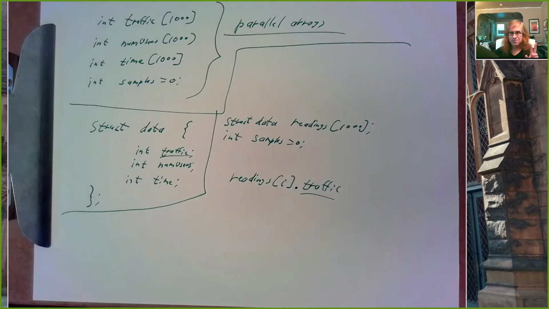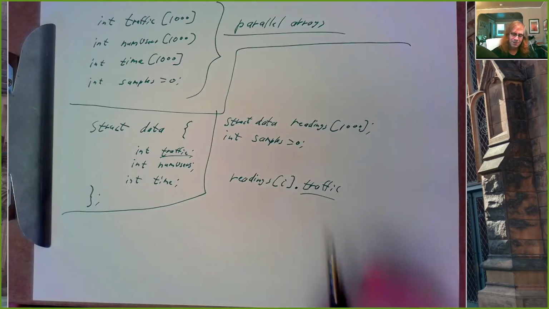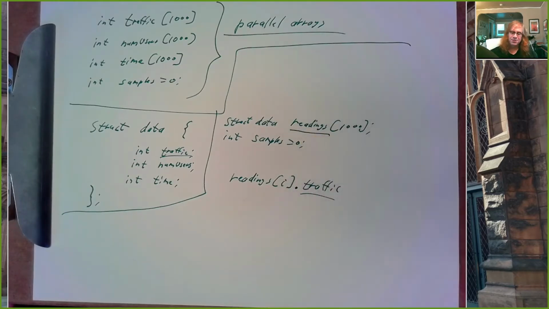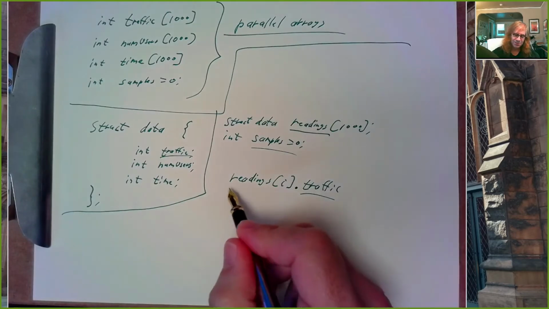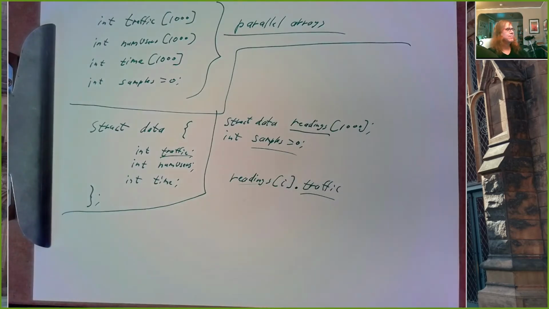So this helps with our two disadvantages of parallel arrays. Number one, all I really have to pass around is this readings array, right? And if it's an array, I need to know how big it is. But if this has 50 different fields in it, it's still just this one array.